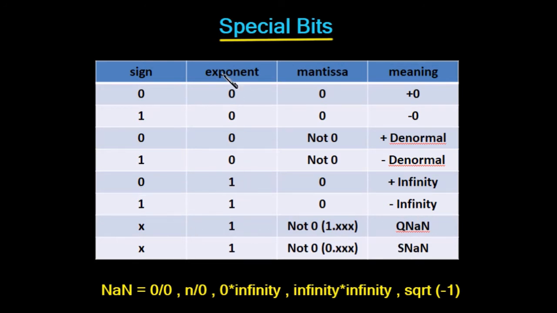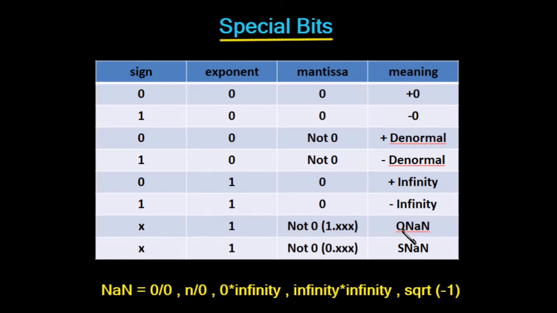So what we do is, if we say the exponent is all ones, so we're going to have 8 ones in the exponent, then we're going to have these four possibilities here. So if the sign is 0 and also the mantissa is all zeros, then we have plus infinity. If the sign is 1 and the mantissa is all zeros, then we have minus infinity.